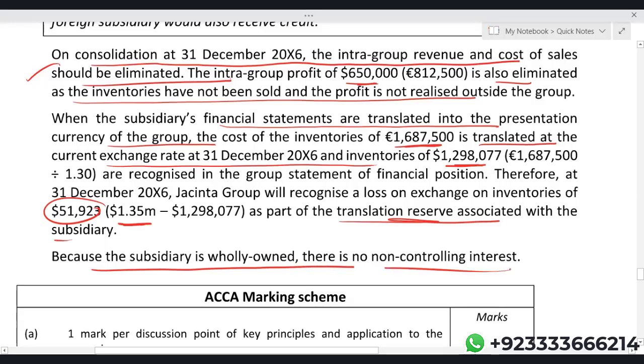Out of this 7 marks, a student should have taken, I would say, at least 5 marks. At least you should be able to properly write the treatment in the individual books of the parent and the individual books of the subsidiary. There's a chance of making one error in the group accounts, but still getting 5 out of 7 is really good marks.